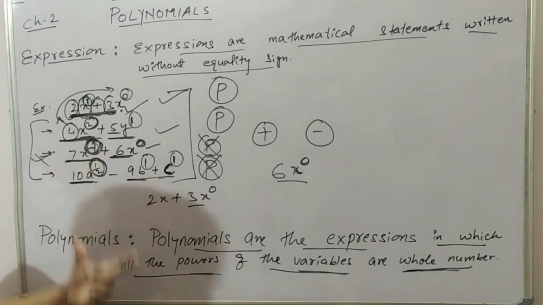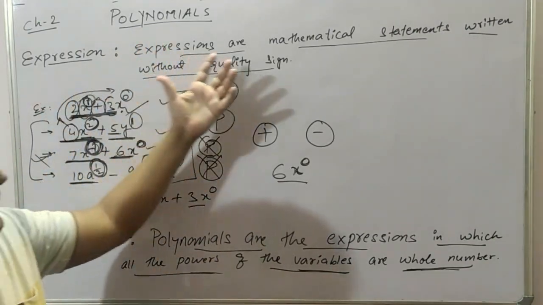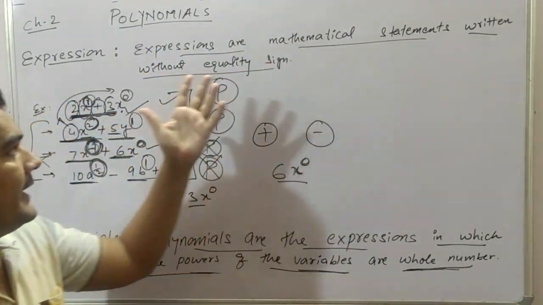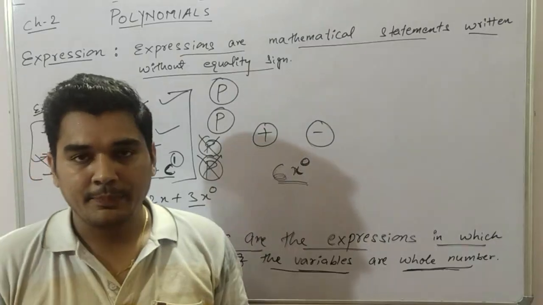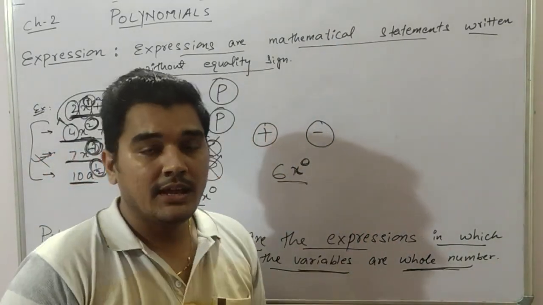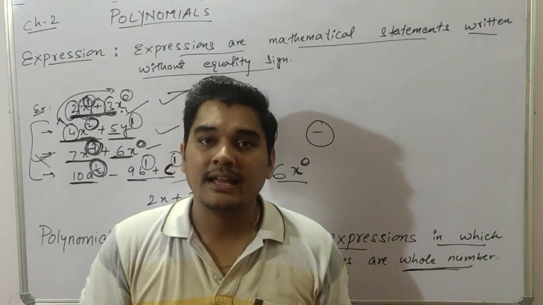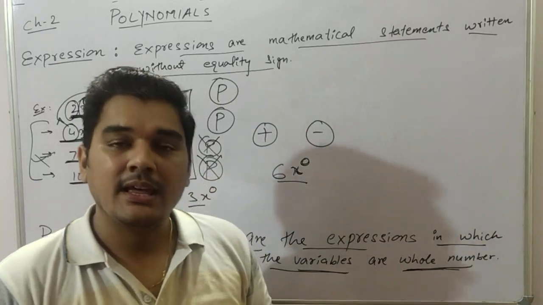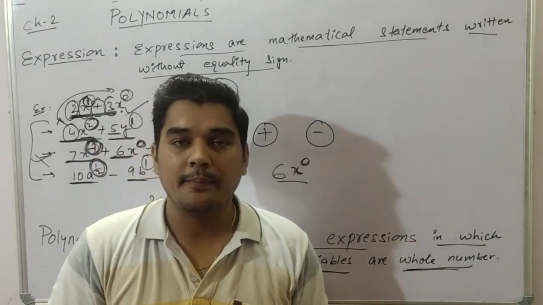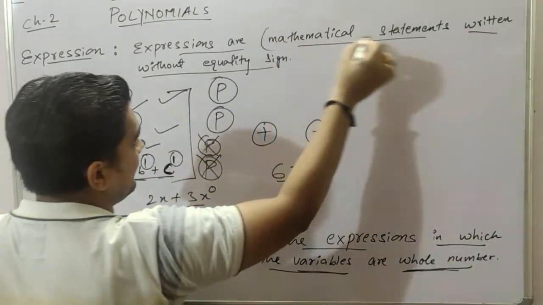I hope this part is clear to all. So I will repeat again. Expressions are mathematical statements which are written without an equality sign. So what is a mathematical statement? Mathematical statements include three things: alphabets, mathematical operations, as well as the numbers. So an expression contains all these.